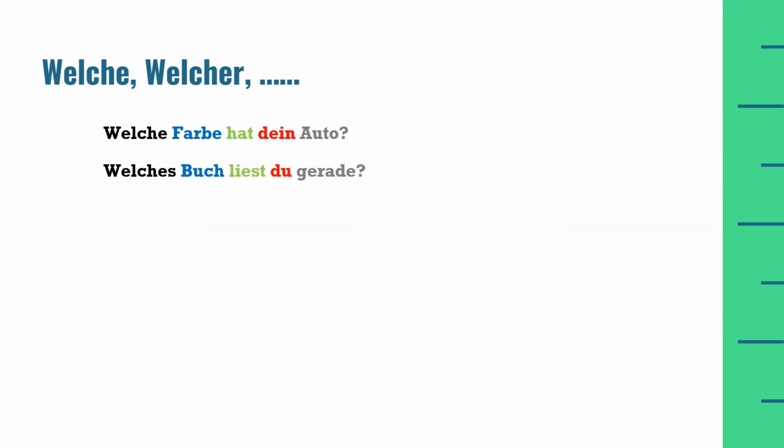Welches Buch liest du gerade? Which book are you reading now? Now, since the book is being read, it is in the accusative case, and in the accusative case for a neuter noun like Buch, we will use welches. So, welches Buch liest du gerade?